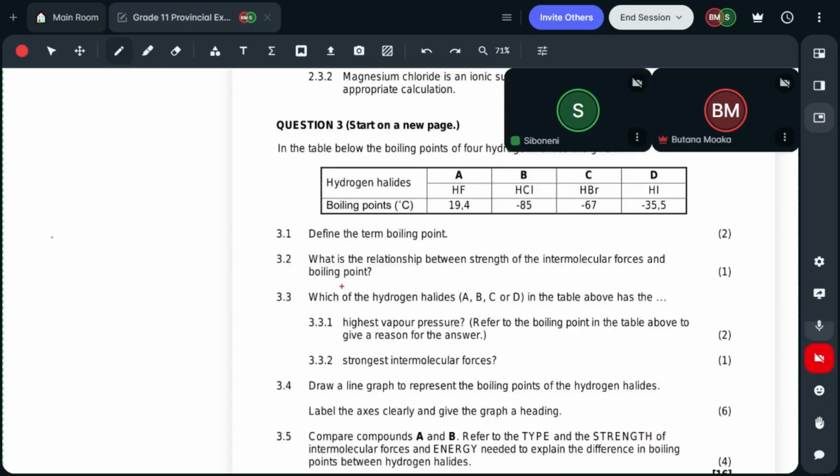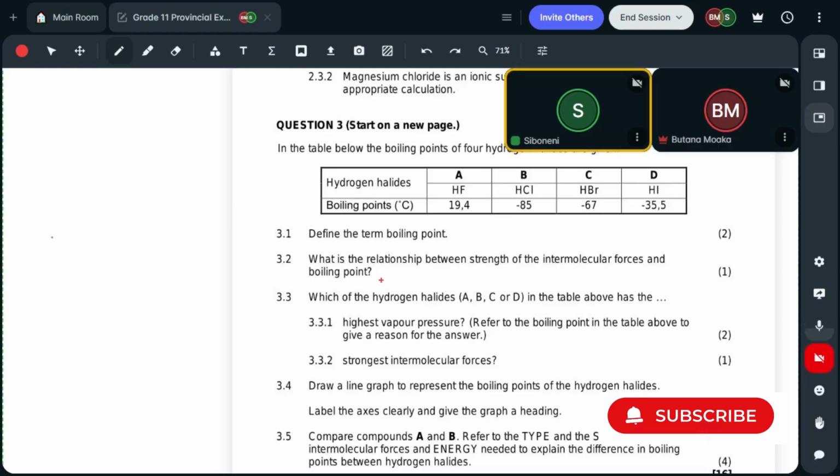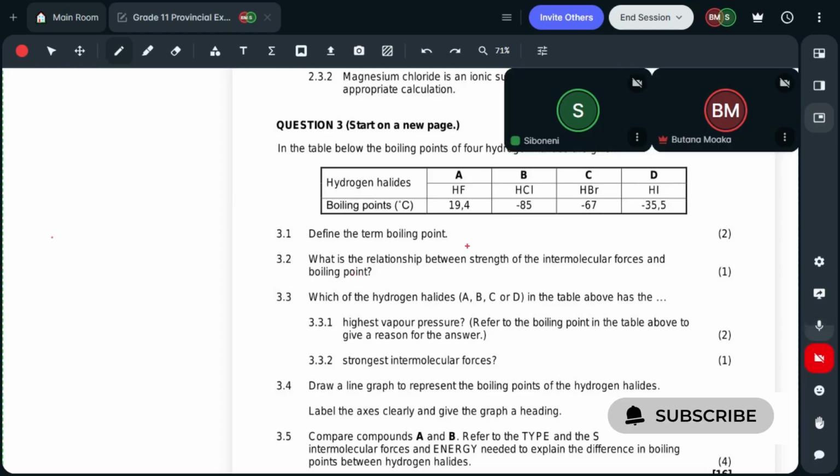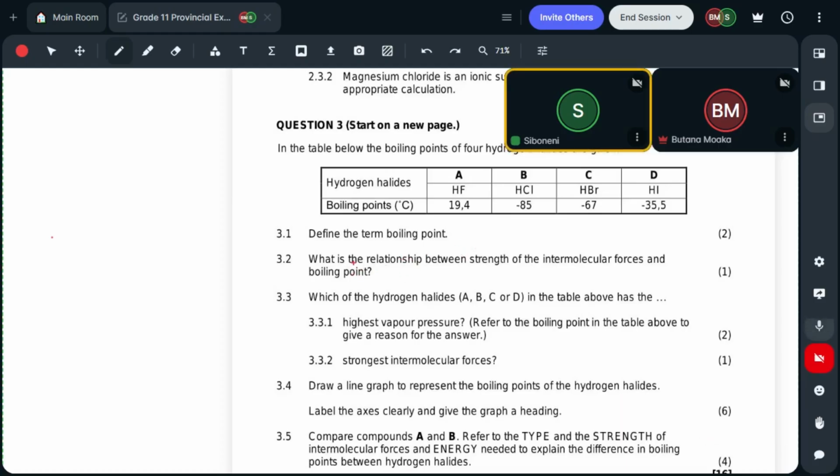Now, the first question, they want you to define boiling point. I think we did define this one on our last lesson. Do you still remember the definition of boiling point? The temperature at which a substance changes from liquid to gas. So it is the temperature when liquid changes into gas, or you can just get the definition from your textbook.